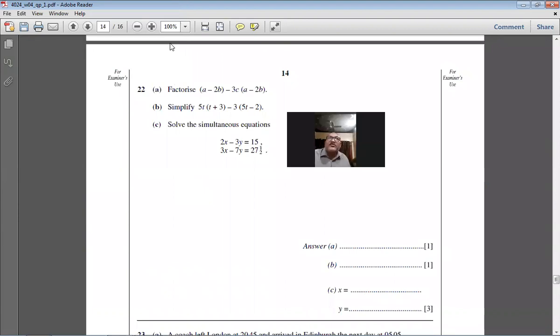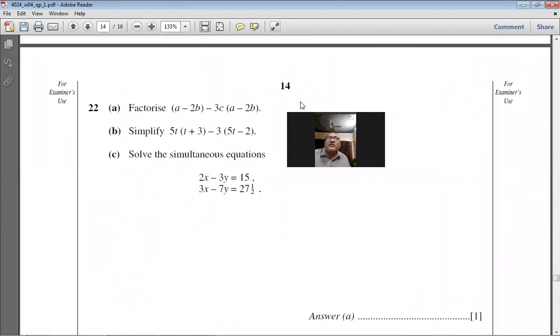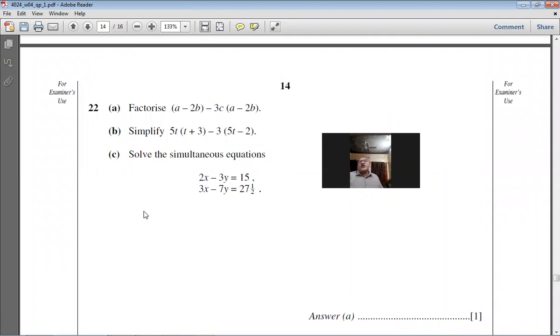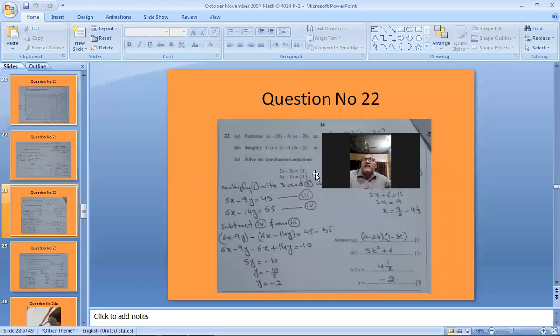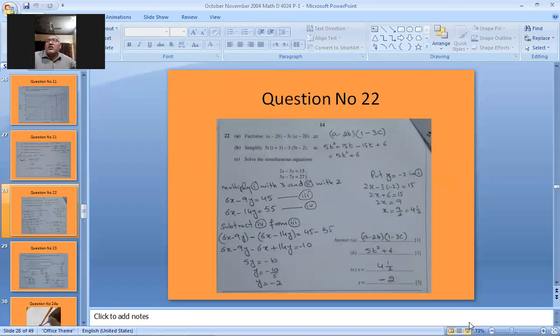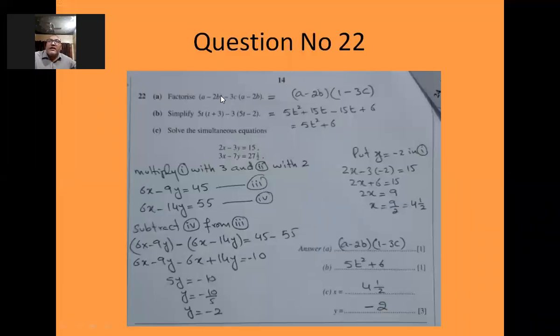And that is question number 22. Okay, so the first question coming up on your screen says factorize this expression. Very easy, you can take this bracket common. So let's go to my answer. Here you can see that this bracket is common. So I will take that bracket common. From here I will have 1, and from here I will have minus 3c. So this is how you factorize this. This bracket has been taken common.